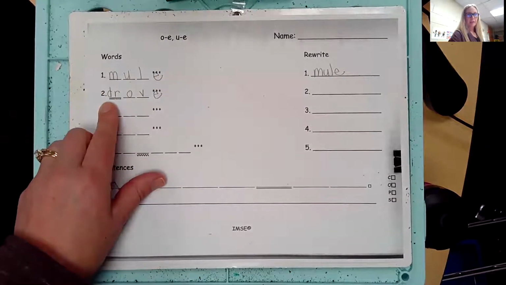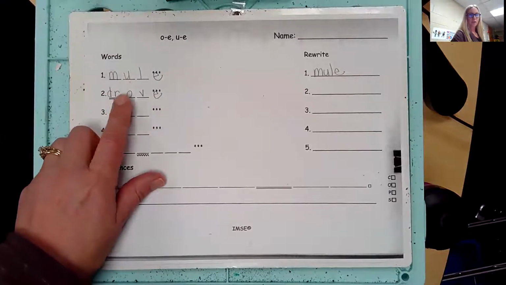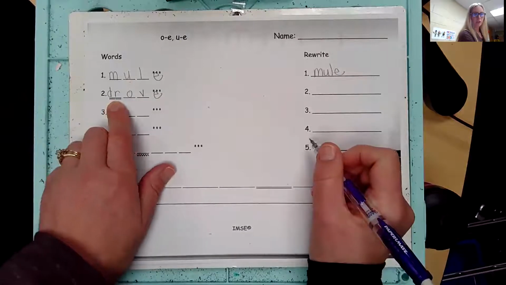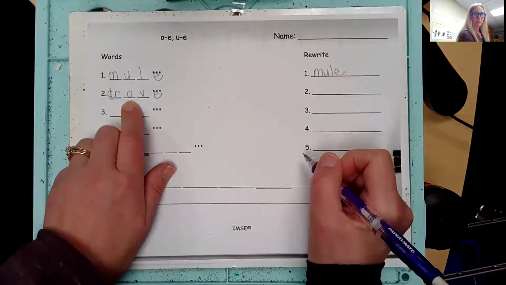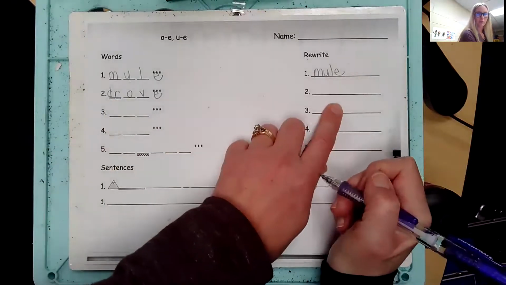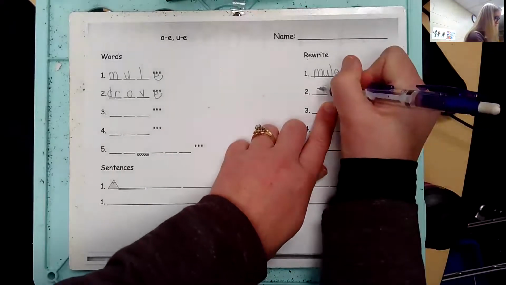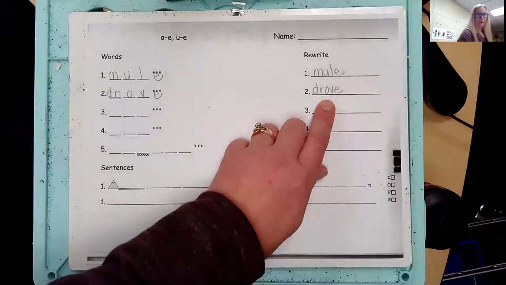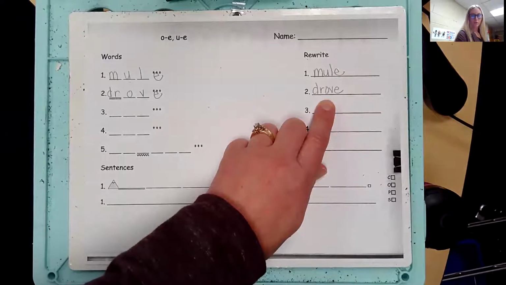Careful with that D. When you have the D, the dot goes first. You need to curve first and then line down. Make sure yours matches mine. If it does, move it over here to the rewrite line. Excellent. That word is drove.